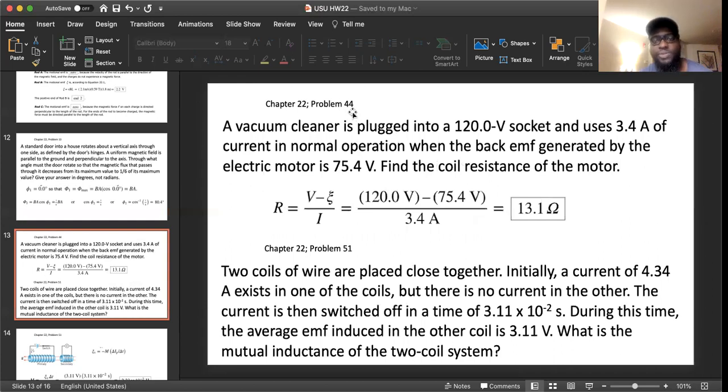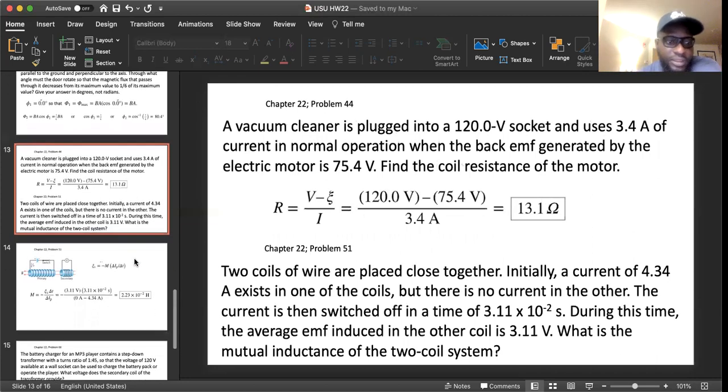Chapter 22, problem 44, very easy. Here we have a back EMF that is given, and we have the voltage source. So the difference between the voltage and the back EMF, divided by the current, gives you the resistance. That's how we solve this problem 44.